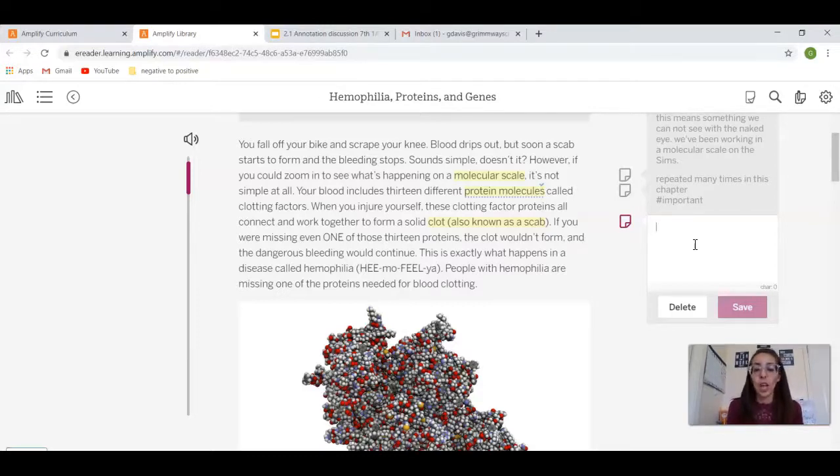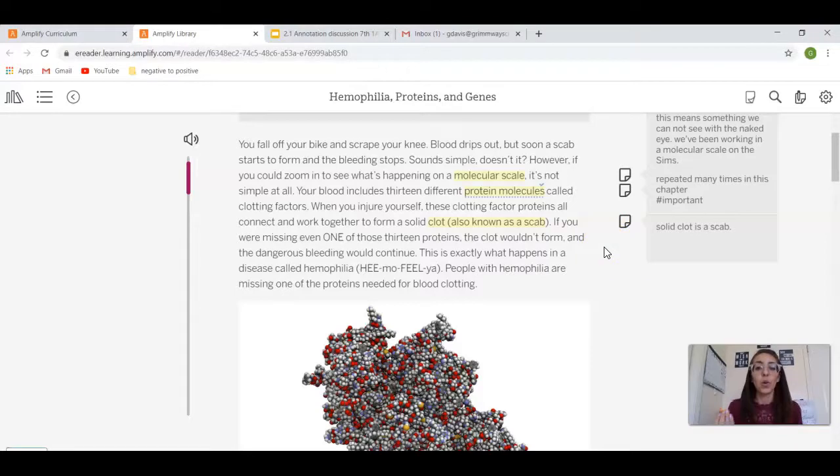So a solid clot, also known as a scab. So I'm going to put a clot. Actually, I want to make sure I put solid clot, because the fact that they said solid clot might mean there's other kinds of clots, like dirt clots, I guess. A solid clot is a scab. I didn't know what a clot was, so now I know. I was just kind of going with the flow before.